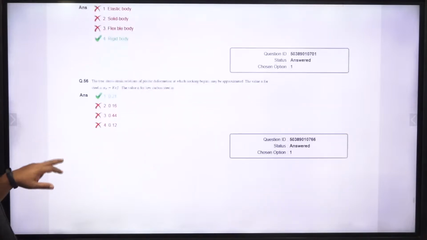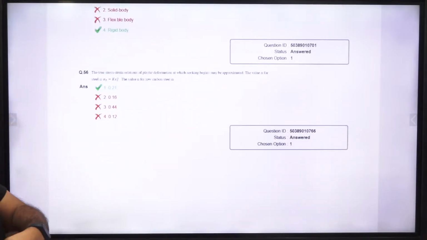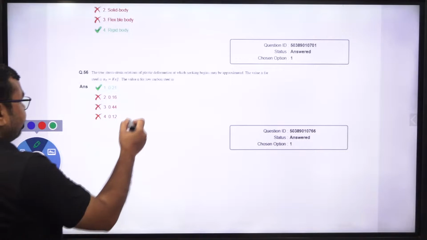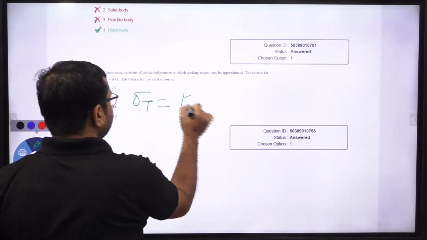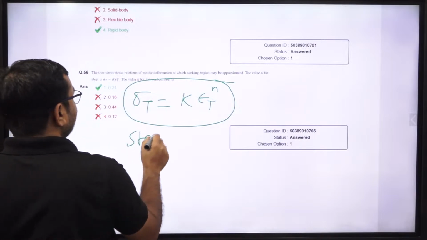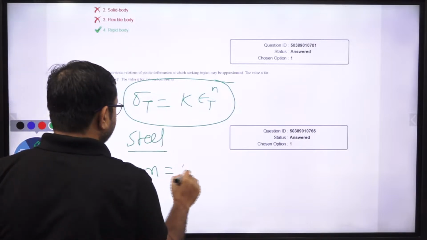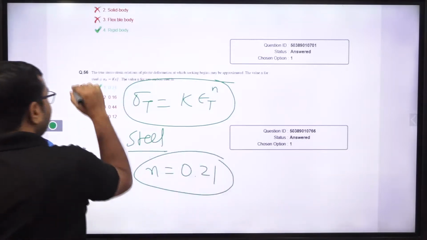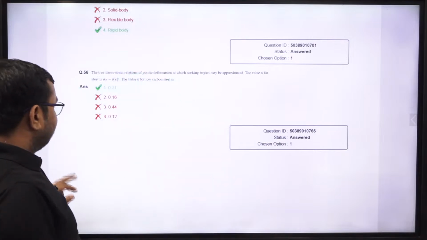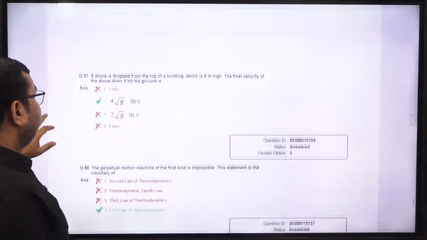And now you can see another question. I already discussed with you the true stress strain relationship for plastic deformation at which necking begins. You can see here we have the power law. Sigma t is nothing but k epsilon t to the power n. This is called the power law. For steel, the value of n is approximately 0.21, and you must remember this value. Yes or no? You must remember this value. Is it clear? So this is a memory based type question.